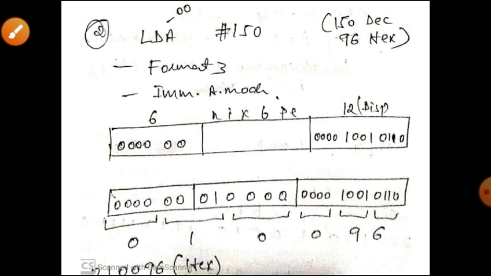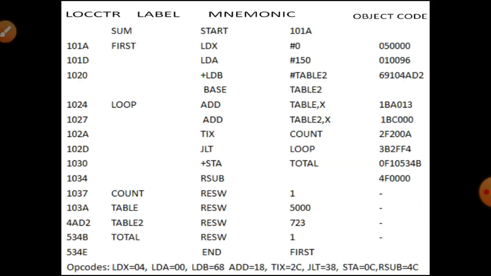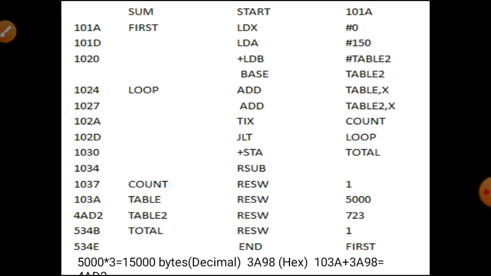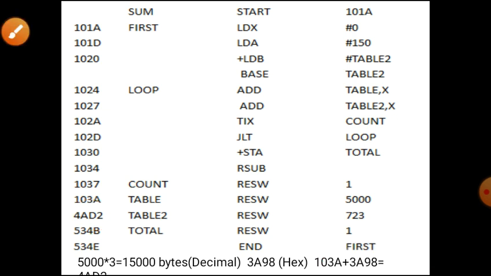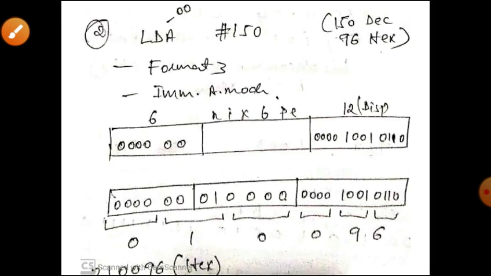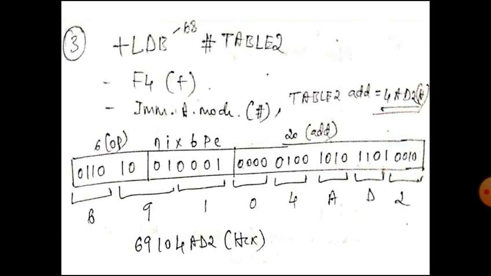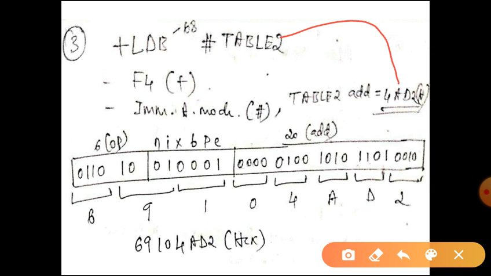You have already written table 2. This table 2 has the address 4AD2. So this is the address of table 2 that you have to use here. Address of table 2 is 4AD2. Since it is format 4, write the format 4 of SIC/XE. Format 4 means 6 bits opcode, NIXBPE, and 20 bits address. Then you fill it with a binary representation.